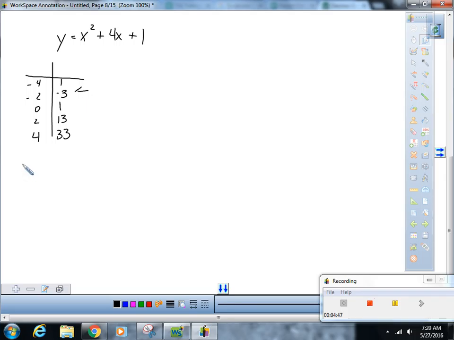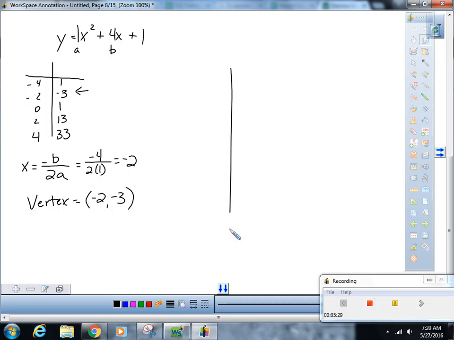For the vertex, x is equal to minus b over 2a. So in this case, our a is 1 and our b is 4. So for the x value, negative 4 over 2 times 1, our x value is negative 2. So our vertex is negative 2 comma negative 3.